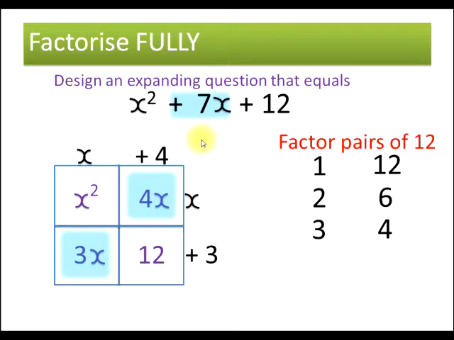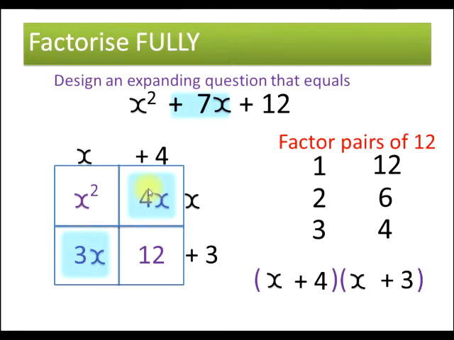Now we can just go right to the start of our expanding. So this is the first bracket, and this is the second bracket. And that actually doesn't matter. You can pop the brackets around the other way. You could write x plus 3 first, and then x plus 4. It's completely up to you. But if you're asked to factorise fully this expression, this is the answer.